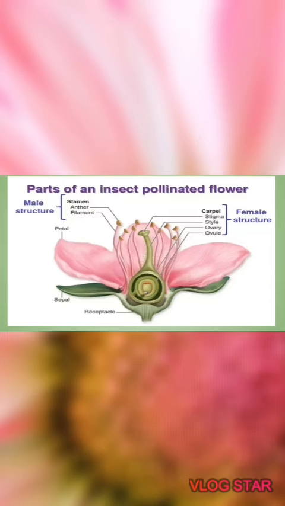As you can see, we have 2 separate structures, the male structure and the female structure. Both are part of an insect-pollinated flower. Both the male structure and the female structure have very different parts.